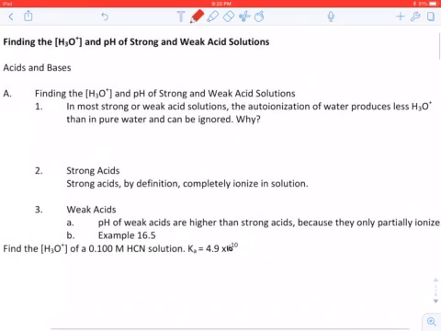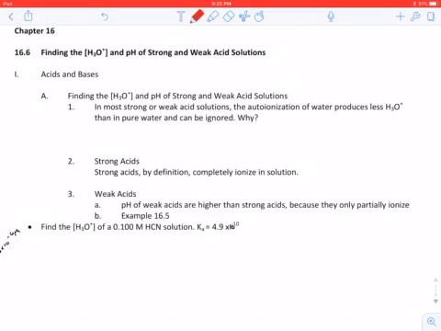We know that in most strong or weak acid solutions, the autoionization of water actually produces less H3O+ than the acid does and can be ignored. Why is that? This is basically Le Chatelier's principle. If we take a strong acid, for example HCl, and add it to water, we're going to get H3O+ and Cl-. If we look at what water does, the autoionization, this is a two-sided arrow, we're going to get H3O+ as well as OH-.